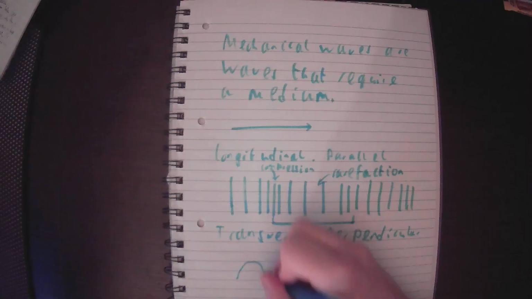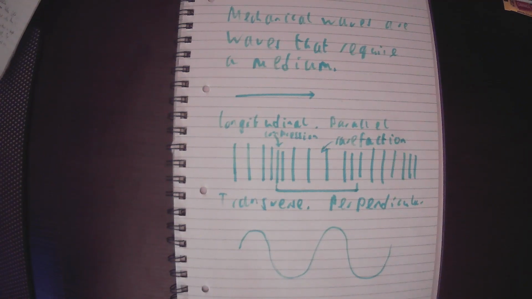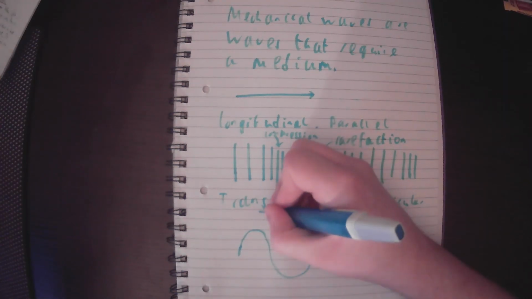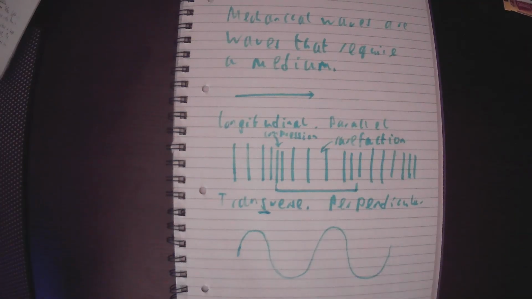Transverse waves look like this. If I just move the page up there, transverse waves look like that, and they still transfer energy along that way, but the particles oscillate up and down rather than side to side like they would in a longitudinal mechanical wave. The way I remember that a transverse wave looks like this is that transverse has the letter S in it. This kind of looks like a sideways S, so that's how I remember that transverse waves look like this and longitudinal waves look like this.